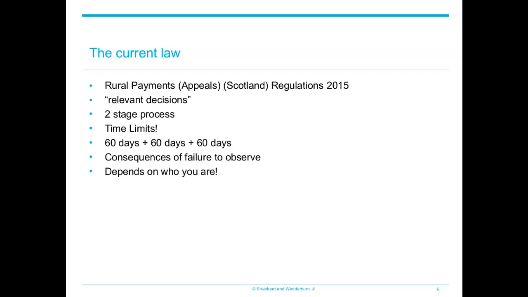On receipt of a review application, the Scottish Ministers must then review the relevant decision and must provide the claimant with an opportunity of being heard at a review meeting. And that meeting must be held within 60 days of receipt of the application. The Scottish Ministers must intimate the date of the review meeting to the claimant in writing, and the claimant has an opportunity, either themselves or via a representative, to make representations to the Scottish Ministers about the appeal.